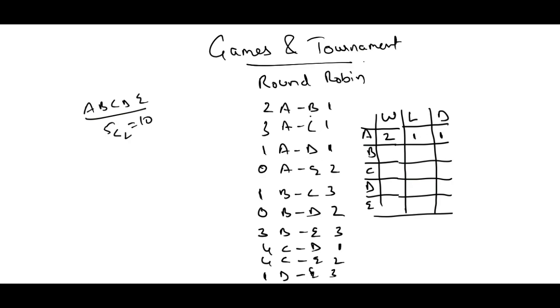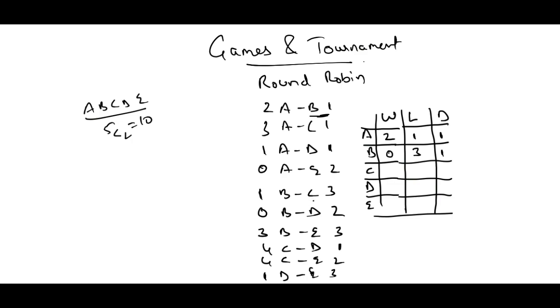Coming to B, B has lost one match against A, B has lost against C, B has lost against D, and B has a draw against E. So it has one draw and three losses. So it won't be winning any match, because out of four it has lost three matches.